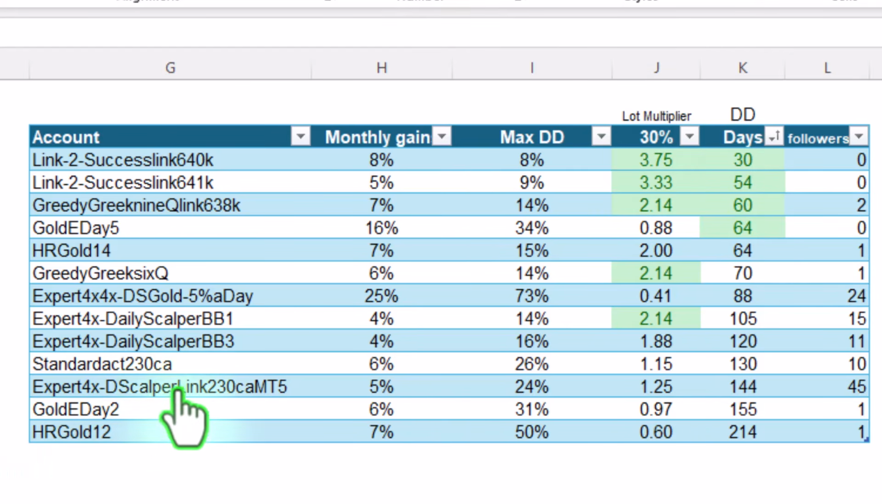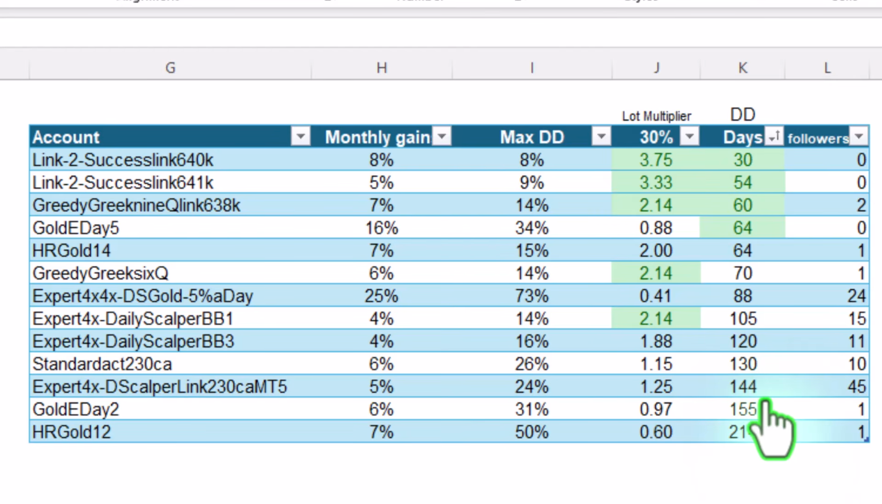And if you now look at the 230CA account that we had earlier, you can see that it makes 5% a month, but its maximum drawdown was 24%, and therefore it had 144 days of trading built into that maximum drawdown. That's a lot. That's almost five months. It's probably more than five months.